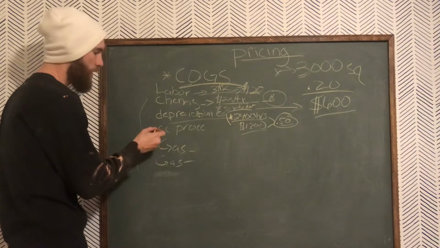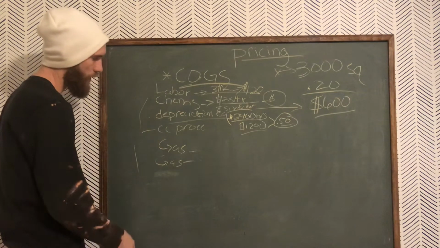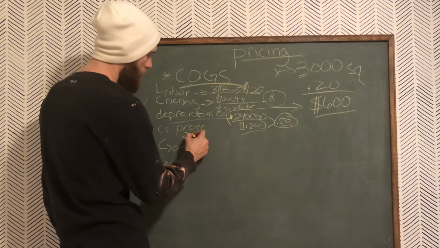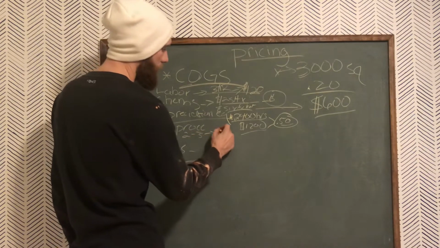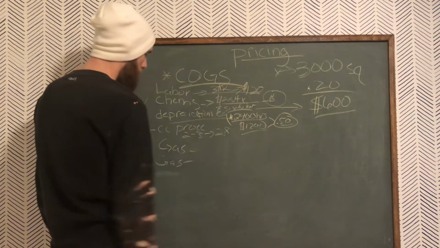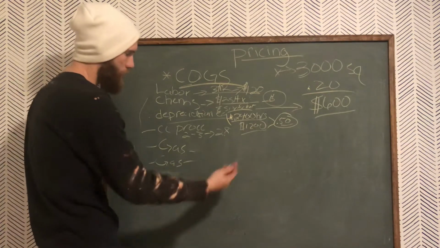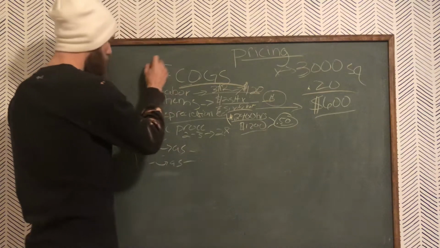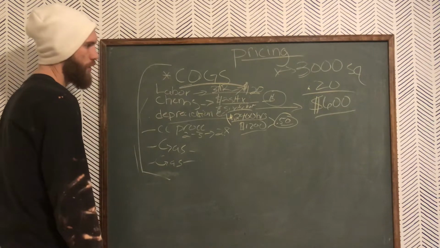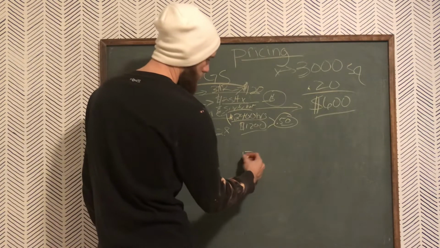Then you would look at credit card processing fee, which is going to range somewhere between 2 and 3%, and most likely it's going to be about 2.8. And then obviously your gas for your trucks or whatnot. So this is your cost of goods. The next category that you're looking at is expenses.